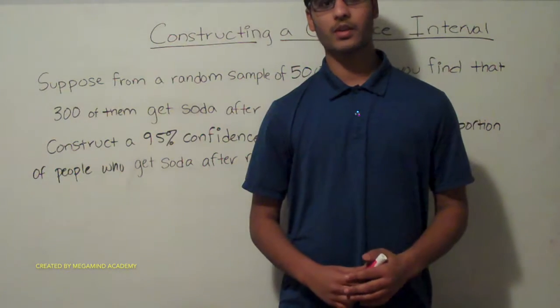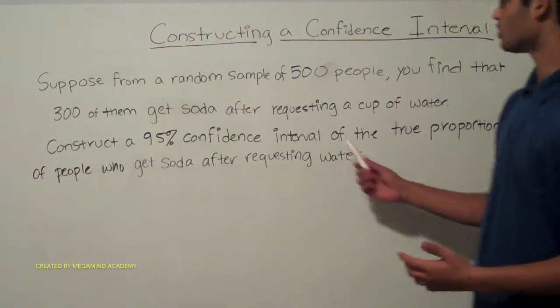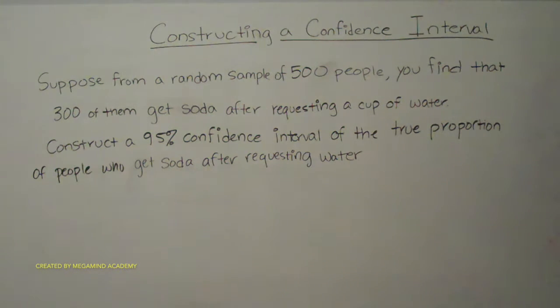Hi! Today we're going to be learning about how to construct a confidence interval. Let's say we have a problem like this. Suppose from a random sample of 500 people, you find that 300 of them get soda after requesting a cup of water. Construct a 95% confidence interval of the true proportion of people who get soda after requesting water.